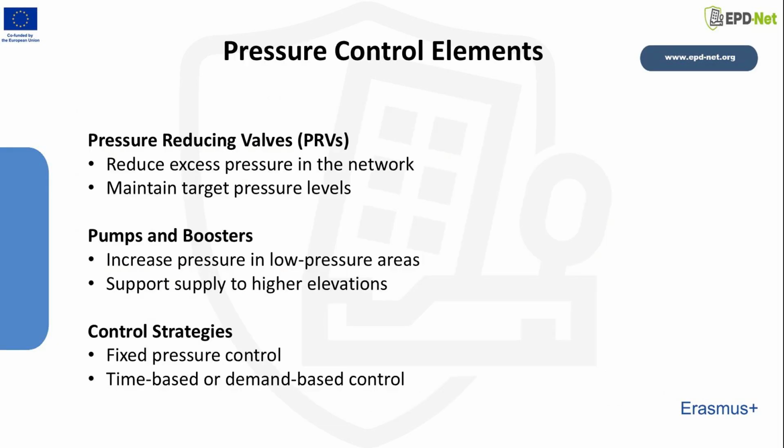Pressure control elements are used to regulate and maintain appropriate pressure levels within urban water networks. One of the most common control devices is the pressure reducing valve, or PRV. PRVs are installed to reduce excess pressure and keep pressure within predefined limits, protecting infrastructure and reducing leakage. Pumps and booster stations are used in areas where pressure is insufficient, such as high elevation zones or distant parts of the network. These elements increase pressure to ensure that water reaches all users with adequate service levels.